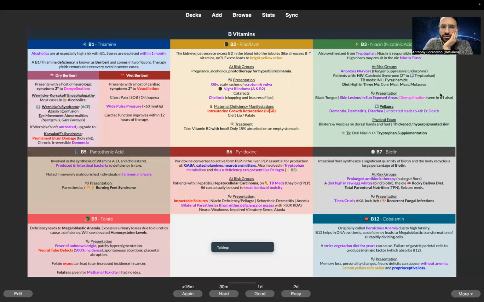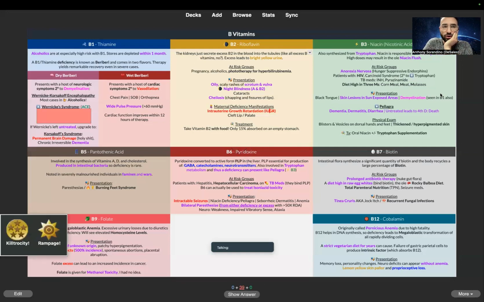Chronic irreversible dementia with that Korsakoff's, hepatitis, hepatocellular carcinoma with B6. Black tongue, skin lesions in exposed areas. What else would you see in B1 that you're going to see here? Oh, demyelination. All right, we've seen all our cards. Folate. Let's speed run. We got 7 minutes.